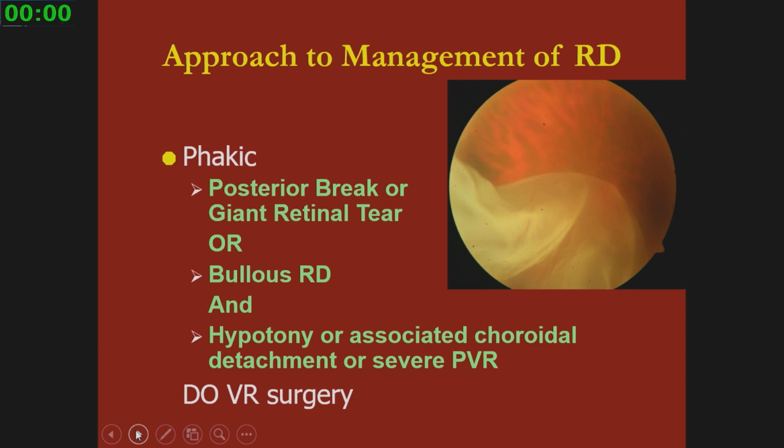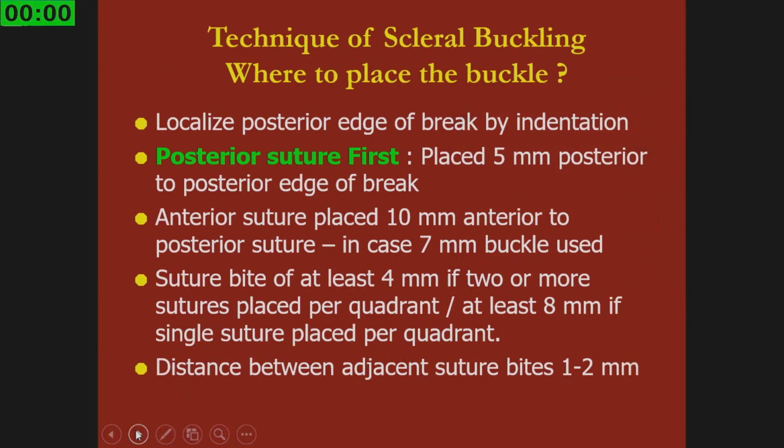On the other hand, in a phakic patient, when would I still want to do a vitreoretinal surgery? Just if it's a posterior break, if it's a giant retinal tear, or if it's a very bullous RD, or if there is hypotony with associated choroidal detachment or severe PVR. Here, you go and do a VR surgery.